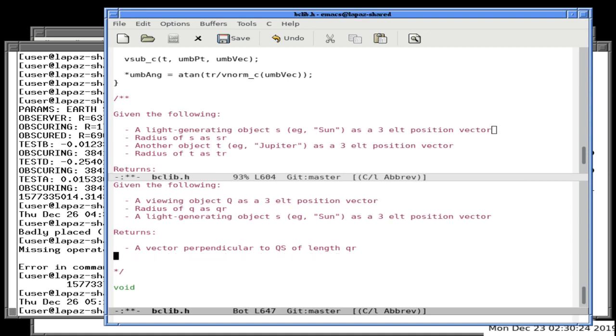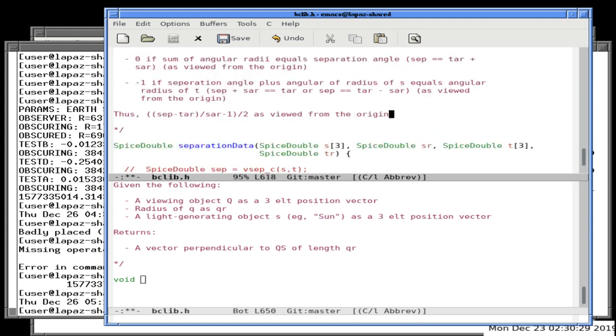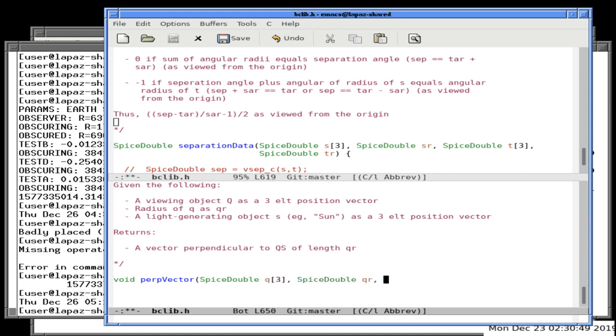And so it's going to return a vector. Okay, so we do need to do this as a void. Perp vector. SpiceDouble 3. SpiceDouble S. Okay, hang on. We might as well do this in the order that we have defined them in. SpiceDouble 3. And of course we need then the return value. A vector P. Oh, am I going to regret using P here? No, I don't think I am.